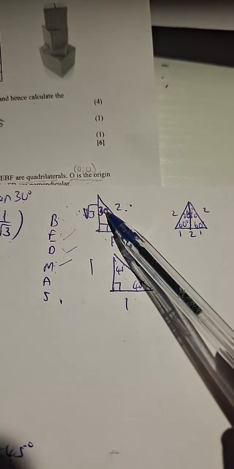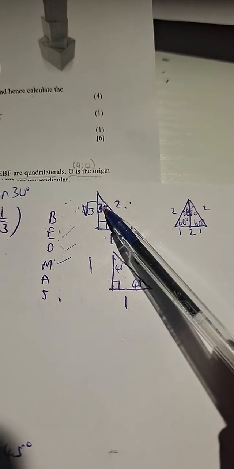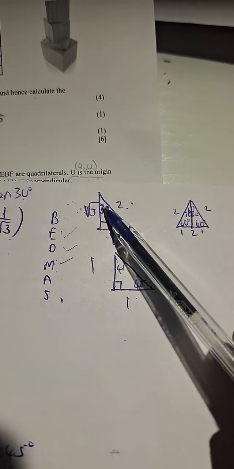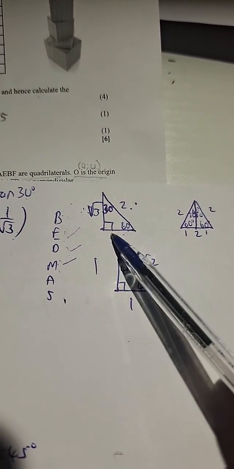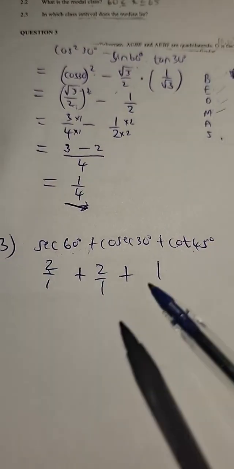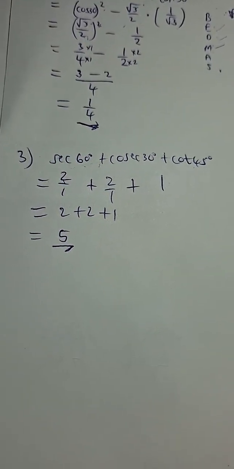Okay. Cosec 30. Cosec 30 is hypotenuse over opposite. Hypotenuse over opposite. So it's also 2 over 1. Okay. No problem. We make mistakes, don't we? I could have been the one that made that mistake. 2 over 1 is 2, plus 2, plus 1. What's 2 plus 2 plus 1? Alright, guys, it's 5. So straightforward, this one.